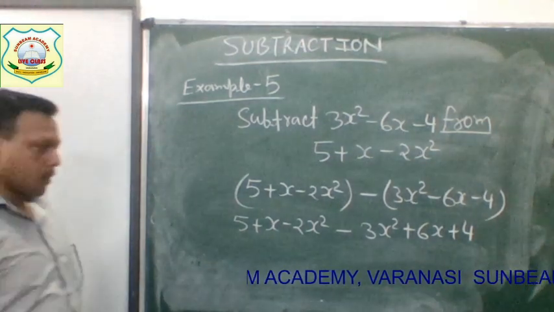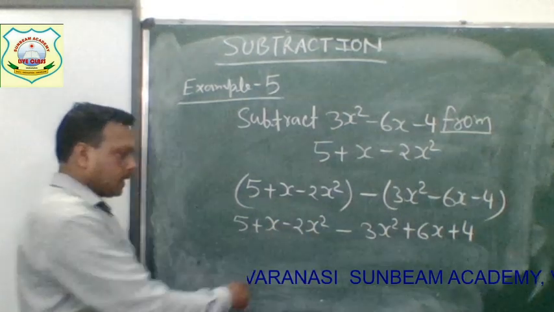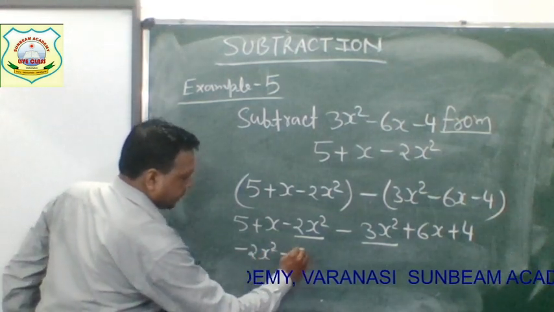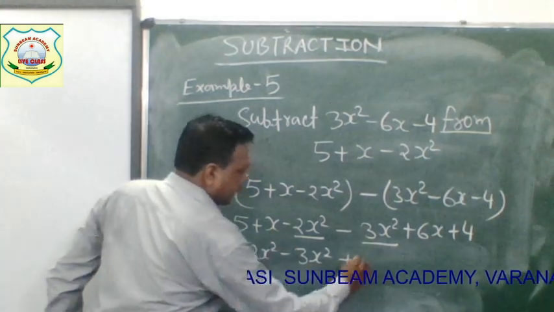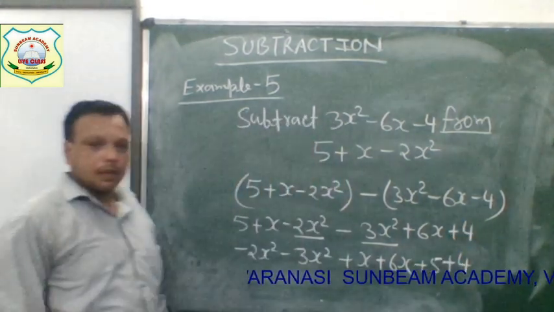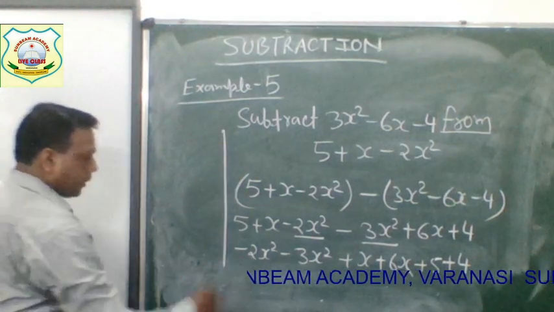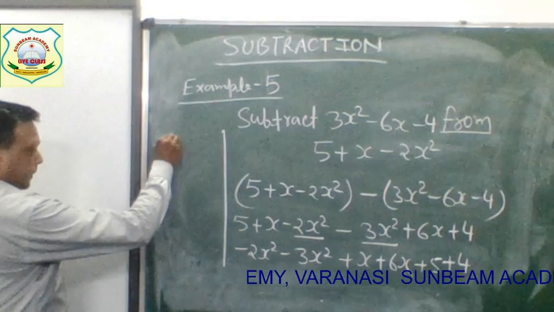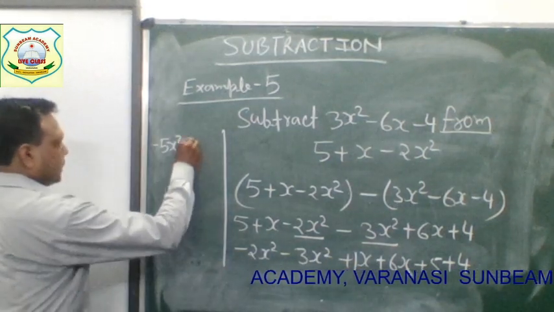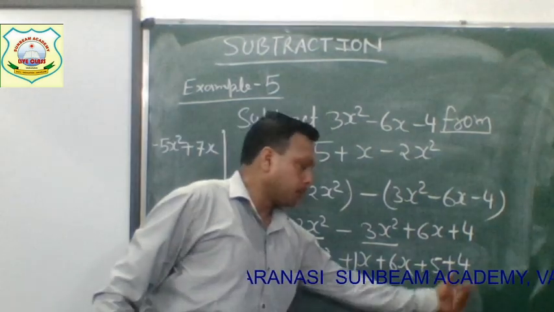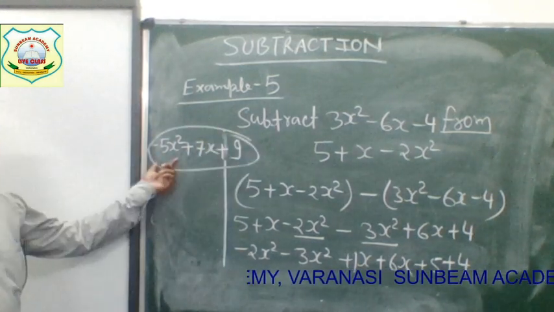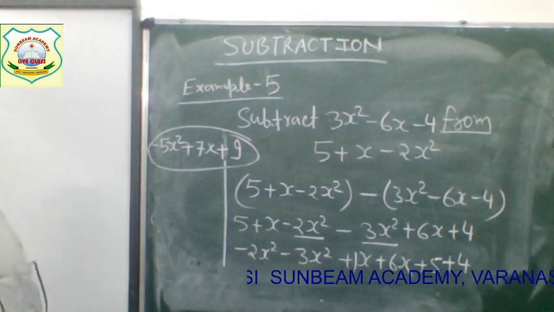Now, students, like terms. First we take x², then x, then the constant values. For x²: −2x² − 3x², minus minus becomes plus, so −5x². Then x + 6x, that is 1x + 6x = 7x. Then constants: 5 + 4 = 9. The answer is −5x² + 7x + 9. Clear, students? You can check your answer.